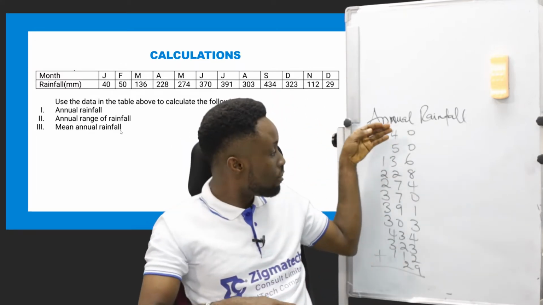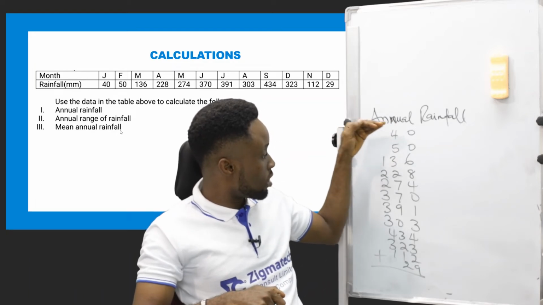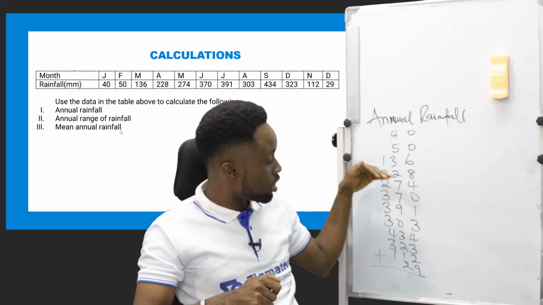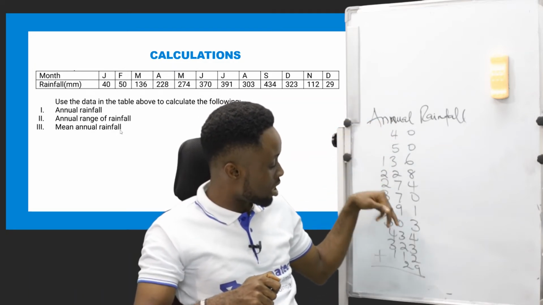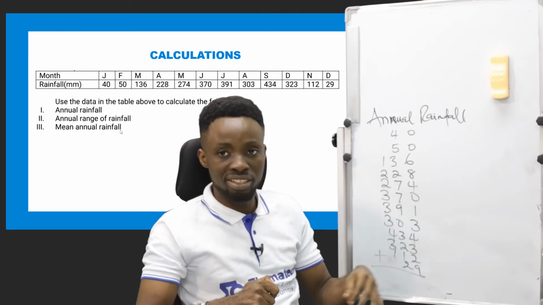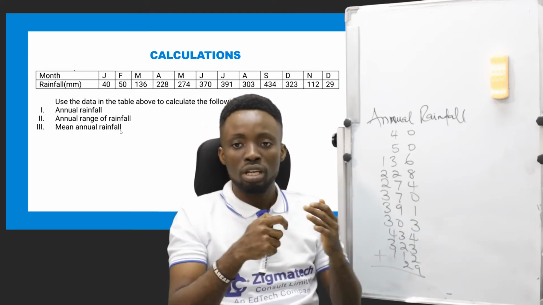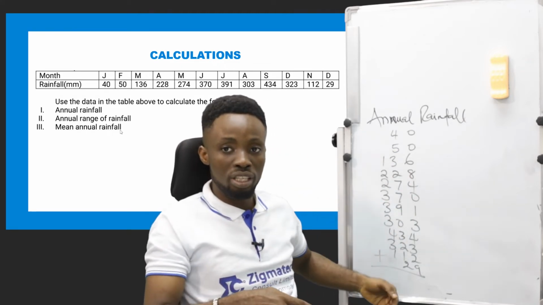Add the rainfall of January, February, March, April, May, June, July, August, September, October, November, and December. And that will give us what? The annual rainfall for the year.